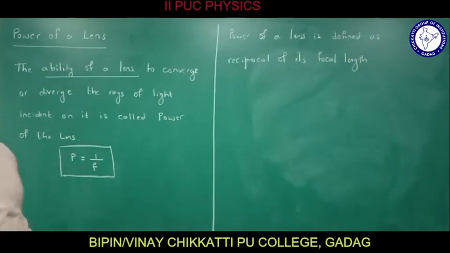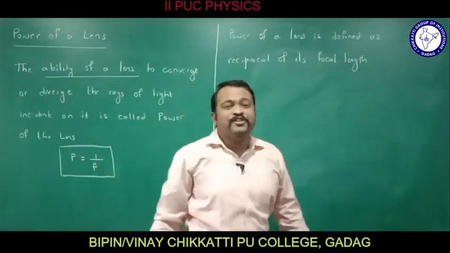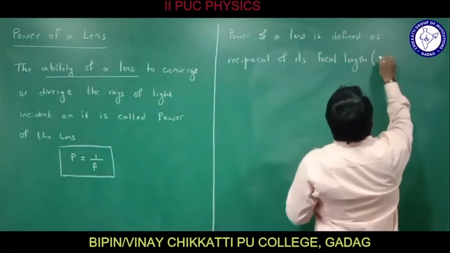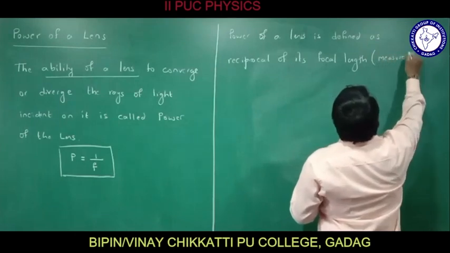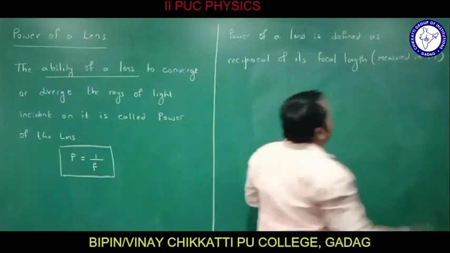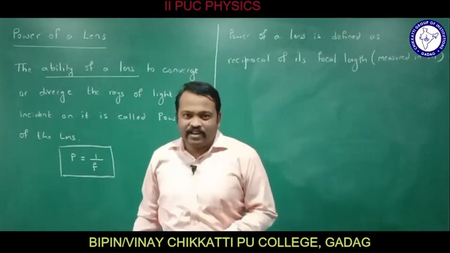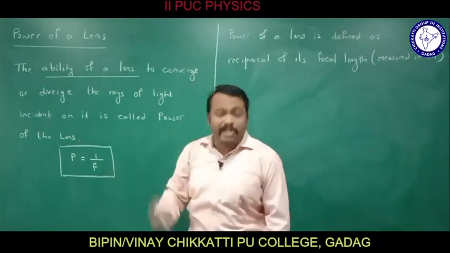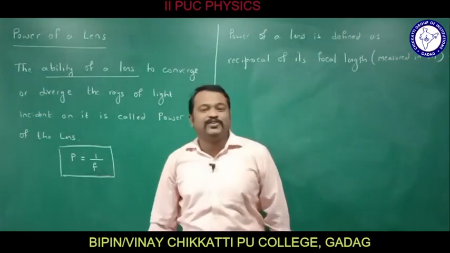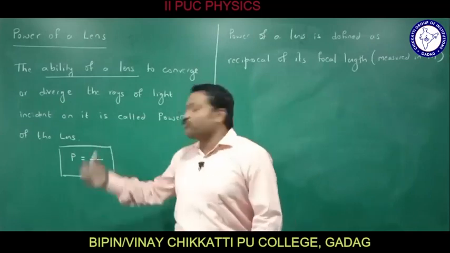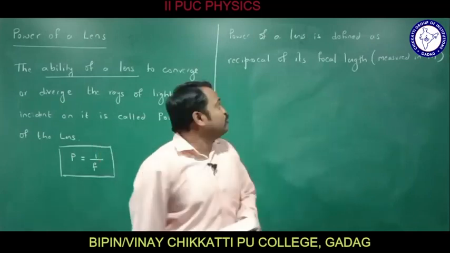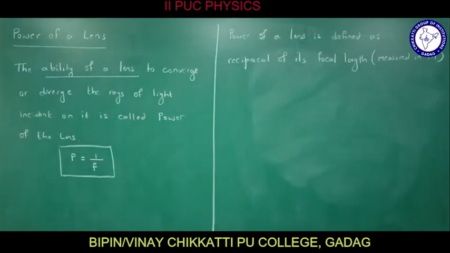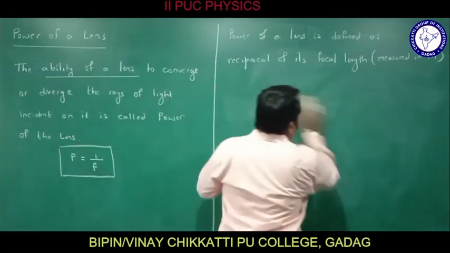So power of a lens is defined as the reciprocal of its focal length, on the condition that this focal length must be measured in the SI unit, that is meter. So whenever we use this formula, we need to know that the focal length should be measured in meters. Then this formula holds good. So P is equal to 1 by F, defined as the reciprocal of its focal length.